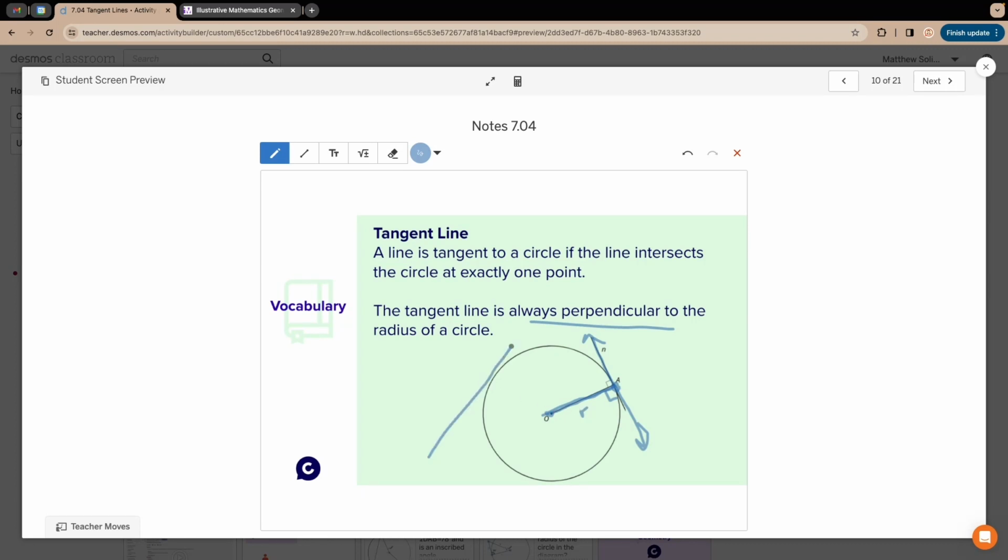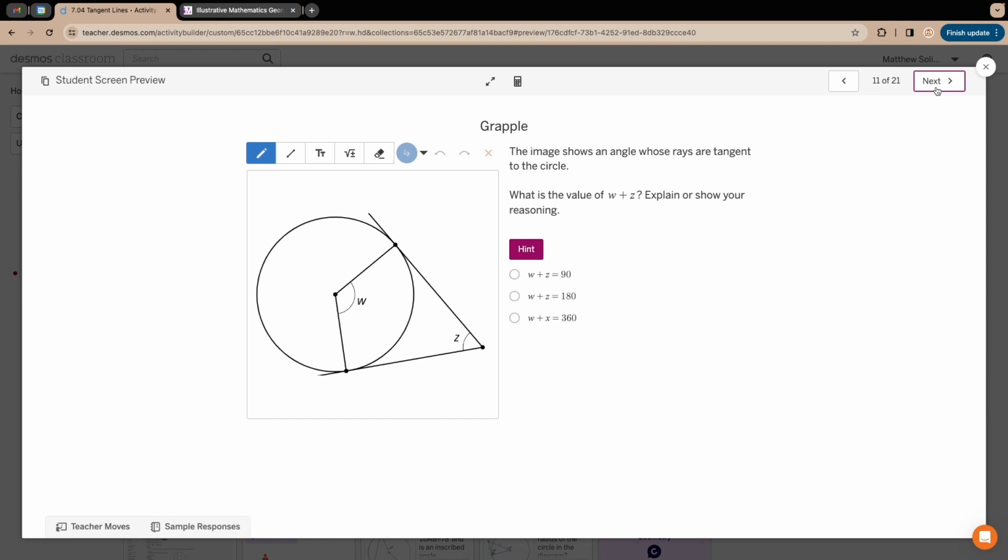So if I made another tangent line over here, not the best drawing ever, but I did all right, it would be a 90-degree angle with that radius as well. So a tangent line touches one point, 90 degrees to the radius, and then we just use properties of triangles and right angles to figure out missing angles and sides. So here's one we did in class.